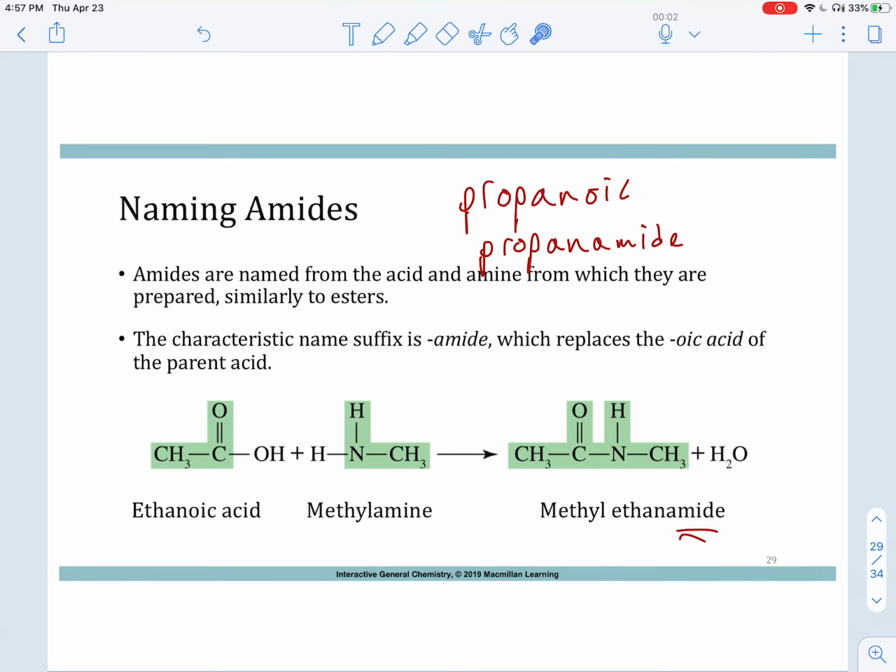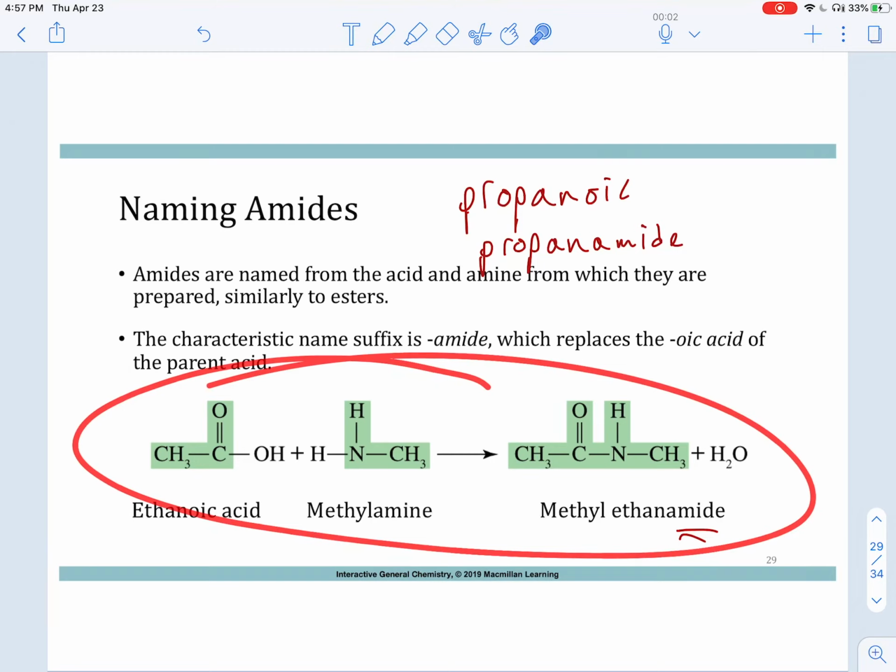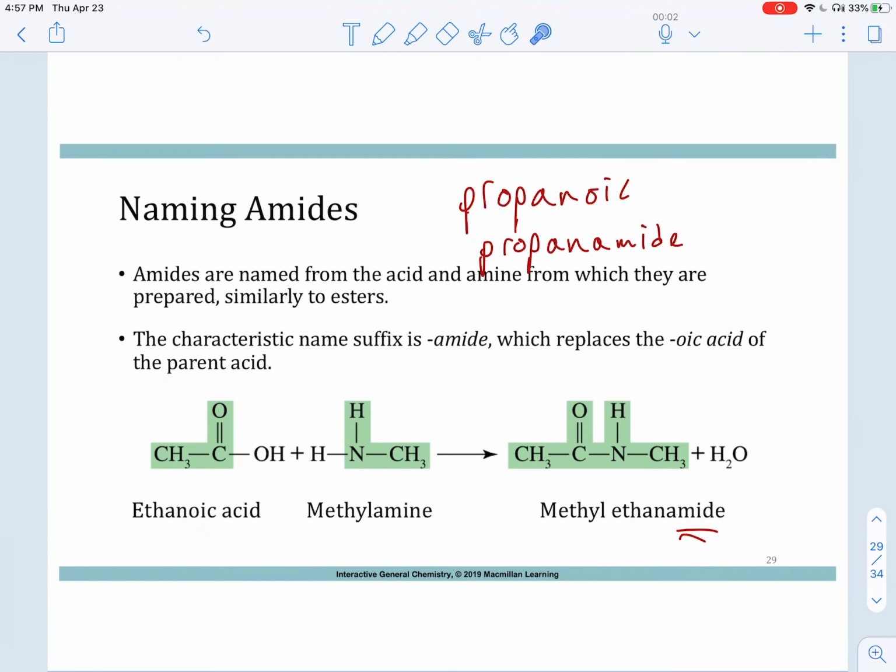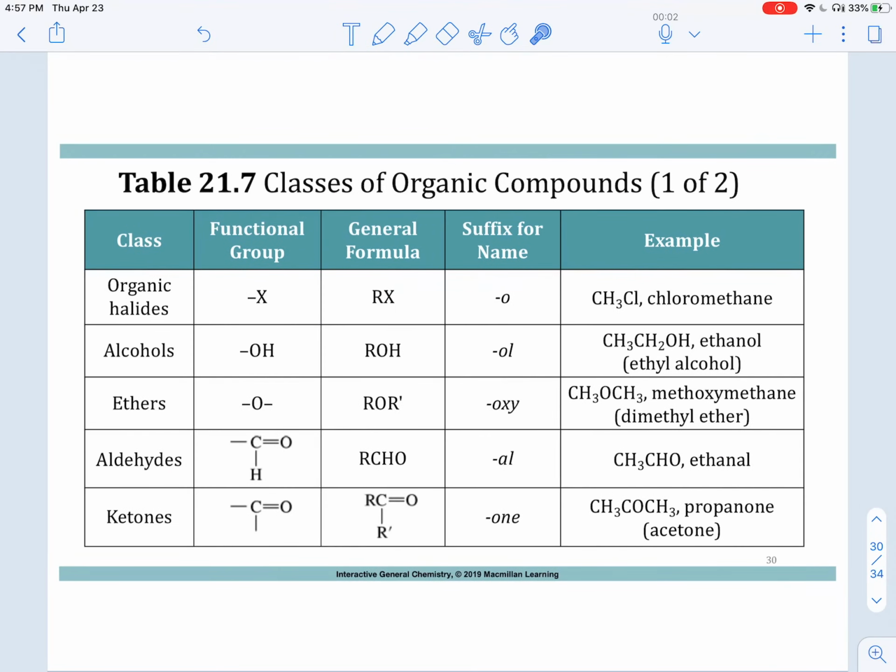So again, you're clearly just beginning to learn these naming rules, but we've gone through a lot of these now. So let's go ahead and review. Organic halides. This is where we have some sort of alkyl chain and chlorine, bromine, iodine, for example. This would be chloromethane. Alcohols, we use the OL. So ethyl alcohol is the old way, or we would call this ethanol. That's the better way, but you'll still see this used.